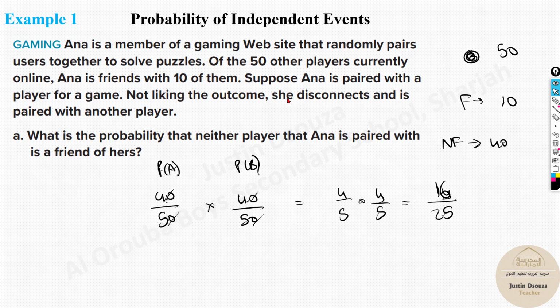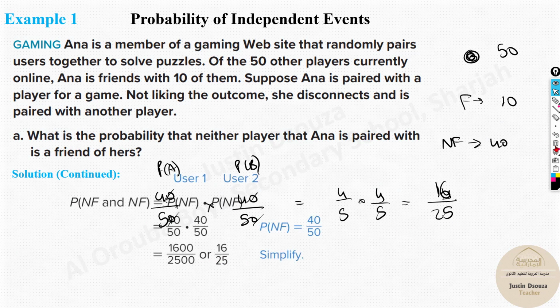Here they have already told us she is paired with a player of a game. Not liking the outcome, she disconnects and joins again, another player. So what is the probability that both times, the first and the second events, are not friends? Out of 50, 40 are not friends, only 10 are friends. So 40 is the desired outcome divided by the total outcome, 50, times again 40 by 50. That will be the answer. It's 16 by 25. You can see that's the final answer.